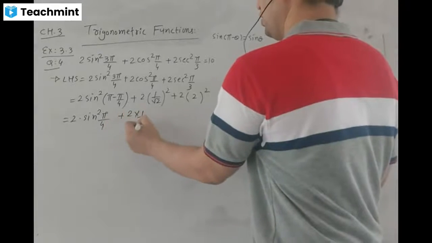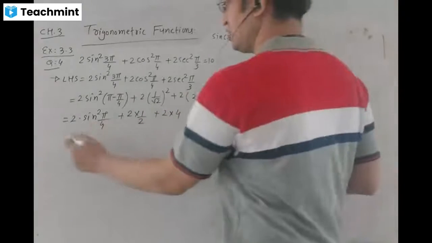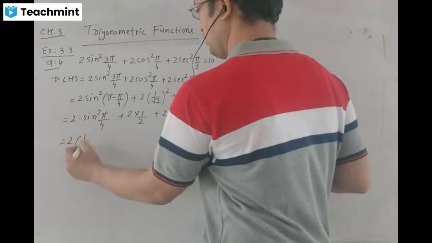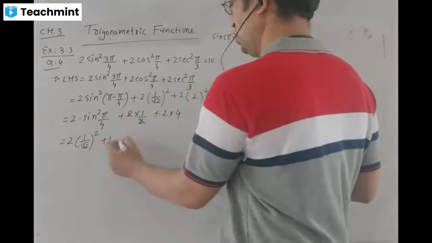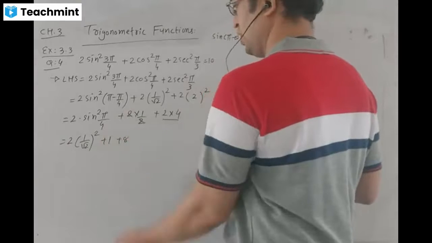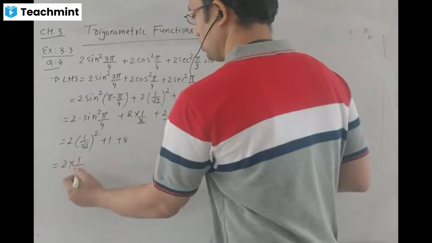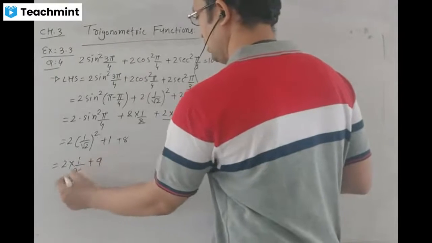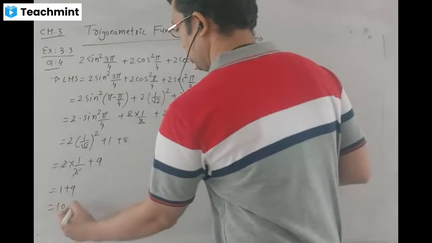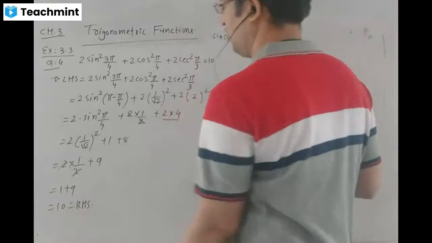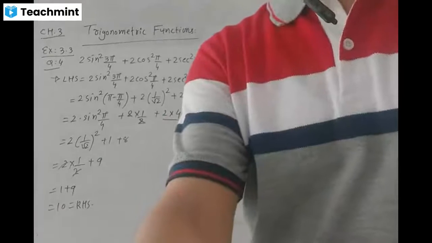2 into 1 by 2 plus 2 square is 4. Sine square pi by 4, that is 1 by root 2 whole square. 2 cut, that means 1, plus 2 4s are 8. Answer is 8. And 2 multiply, 1 square is 1, root 2 square is 2. 1 plus 8 is 9. 2 cut, that is 1 plus 9, that is equal to 10. That is equal to right hand side value. Okay, clear?